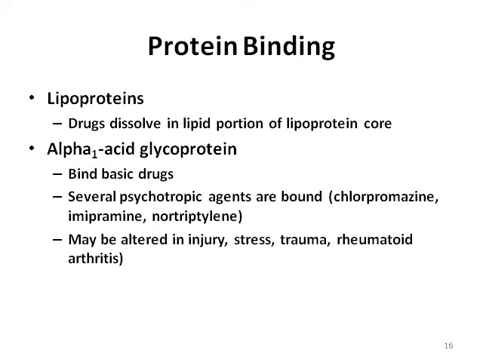Other proteins that come into play are shown on slide 39. Lipoproteins: any drug that's lipophilic can bind to a lipoprotein. And then we have another protein called alpha-1 acid glycoprotein, which primarily binds basic drugs. A number of psychotropic drugs can be bound, such as chlorpromazine, imipramine, and nortriptyline. Alpha-1 acid glycoprotein concentrations can be altered in certain conditions like injury, stress, trauma, and that sort of thing.